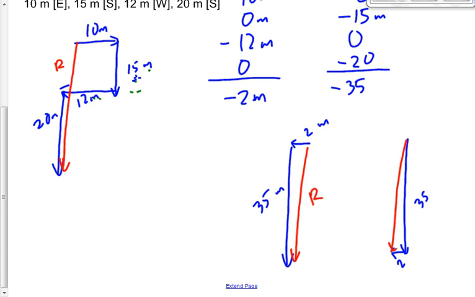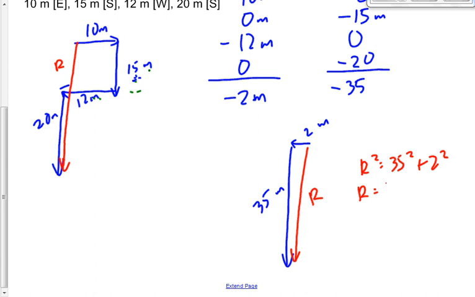So now let's figure out what the value of r is. Say r squared is equal to 35 squared plus 2 squared. R is therefore the square root of that. What do we end up getting there? 35.1 meters. Now remember, there is a direction to find as well. We're just not worrying about that today, okay? I want to focus on just the magnitude today.